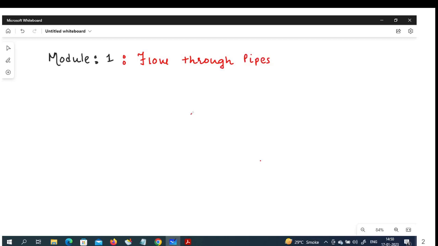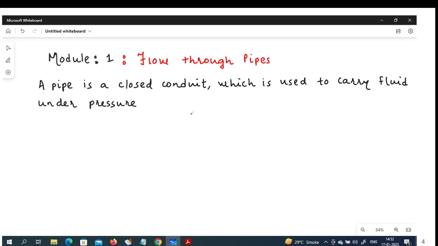In this video, we will study flow through pipes, which is the topic of fluid mechanics 2 in Mumbai University. First, we will see what is the definition of a pipe. A pipe is a closed conduit which is used to carry fluid under pressure. There has to be some sort of pressure so that the fluid flows in a pipe. If there is no pressure, there will not be any flow in the pipe.